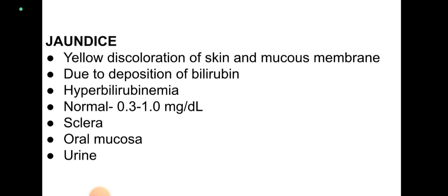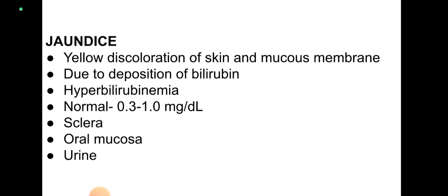It is yellow discoloration of skin and mucous membrane due to deposition of bilirubin in the tissues. The deposition of bilirubin in the tissues occurs when the serum bilirubin level is raised. This condition is known as hyperbilirubinemia. The normal total serum bilirubin level is 0.3 to 1 milligram per deciliter.